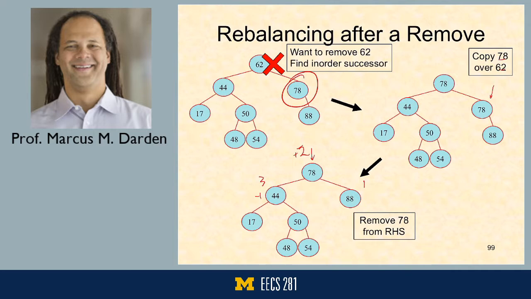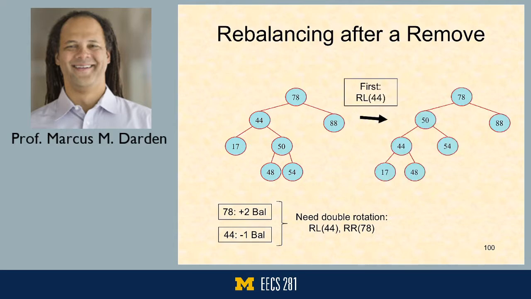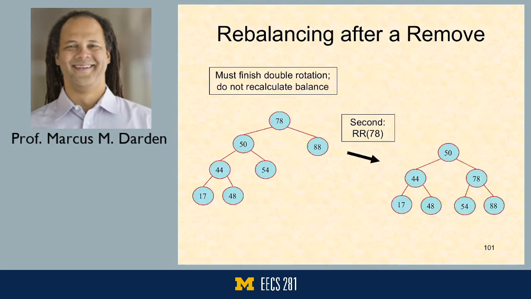All right, so there's a zigzag. In order for me to fix this, I'm going to have to first rotate left around 44, followed by a rotate right around 78. And then I do this double rotation. There's my first step. You see now things have gotten worse. But after the rotation, it looks like that.